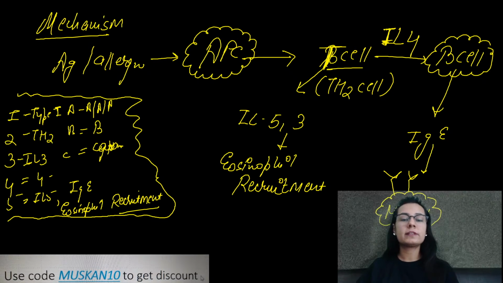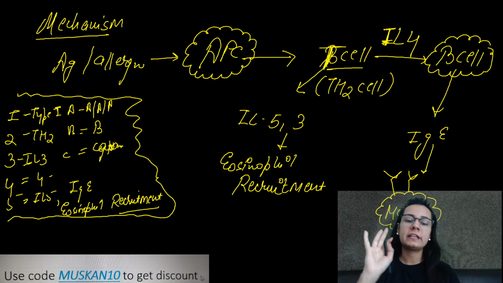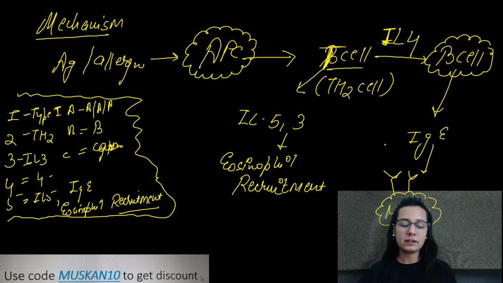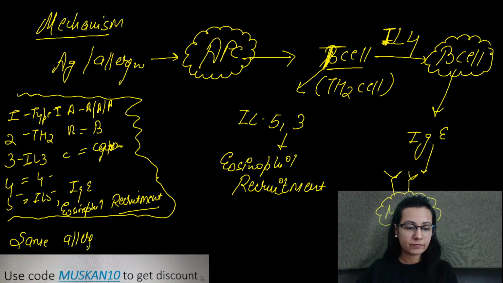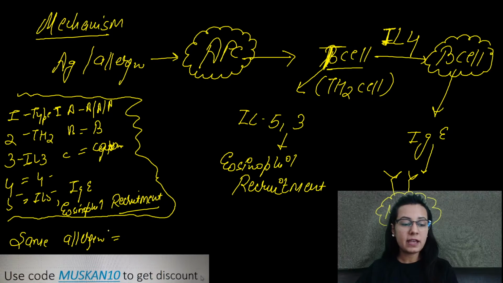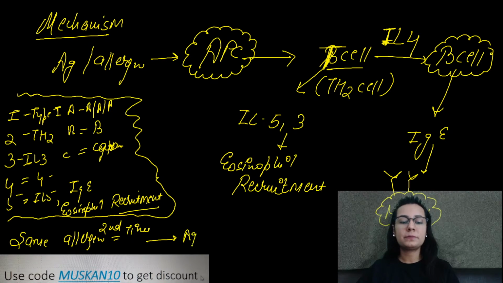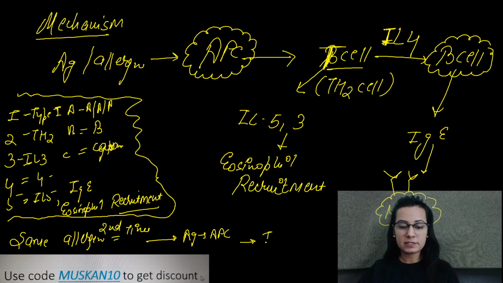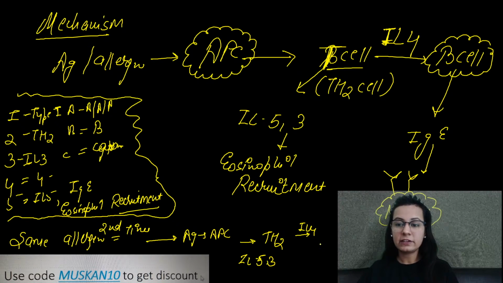So that was our first step: on first exposure, the antigen comes inside and is presented to the APC, then the T cells and B cells with the help of interleukin 4, and eosinophil recruitment with the help of interleukin 5 and 3, and the mast cell is sensitized on the first exposure. So this was about the first exposure. Now when the same allergen comes a second time, everything will be the same. The antigen will be presented to the APC and to the TH2 cells, interleukin 5 and 3 will be released and interleukin 4 will be released, and it will activate the B cell.